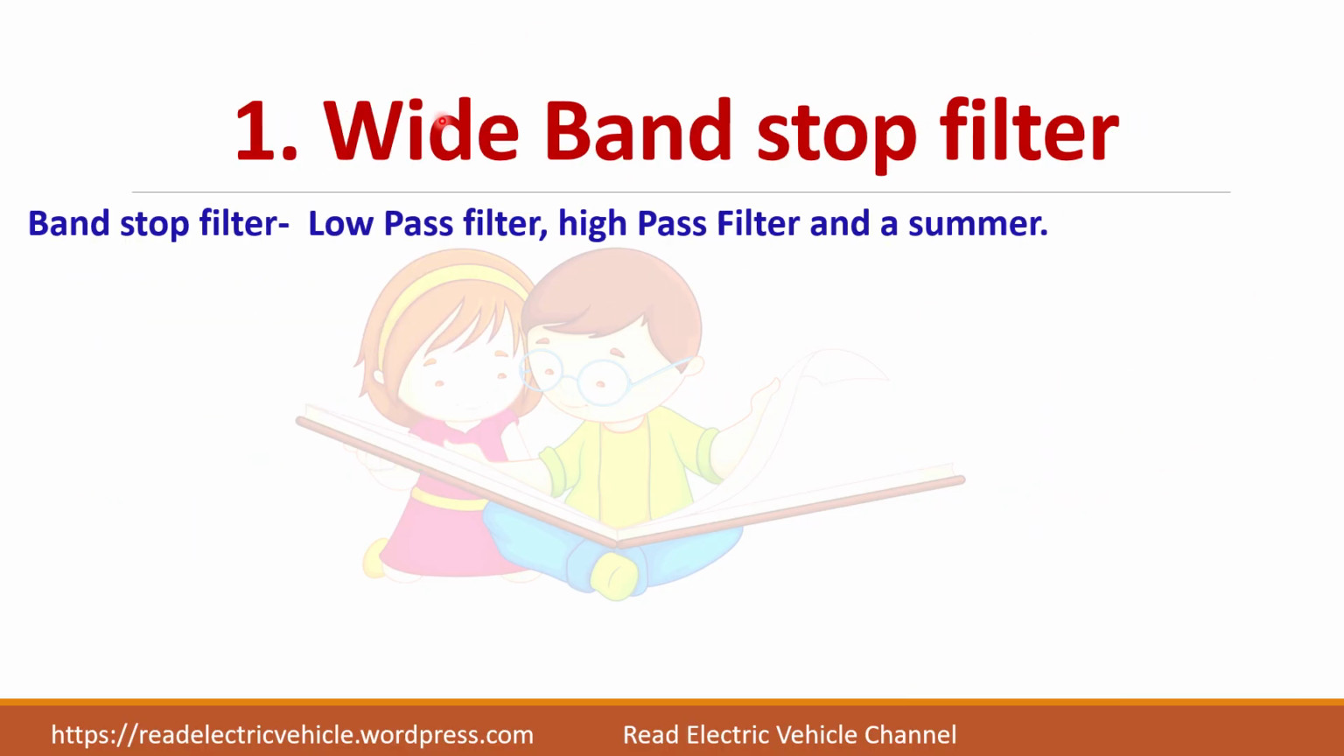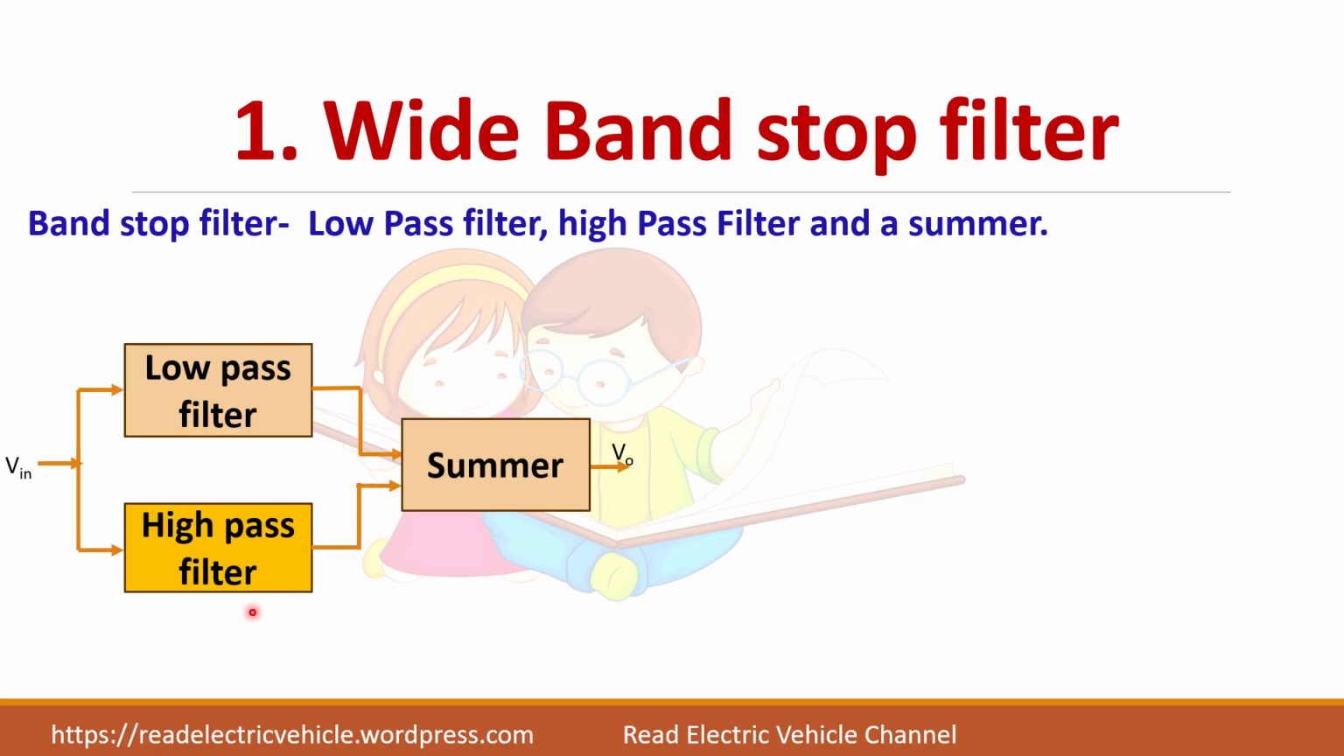First, let us see about the wide band stop filter or band reject filter. So here a low pass filter, high pass filter and a summer is used. So this is similar to a wide band pass filter where we will cascade the low pass filter and a high pass filter. Here we are actually paralleling it. So low pass filter and a high pass filter output is given to a summer which will give you a band stop filter. Let us see how this works.